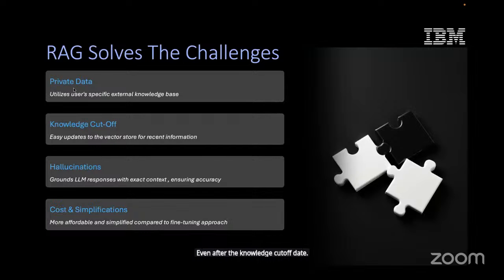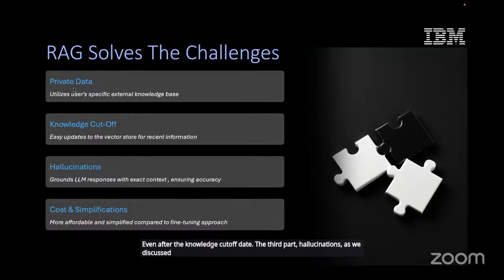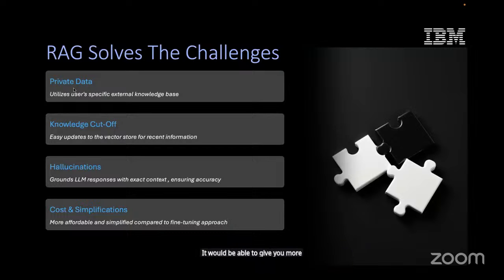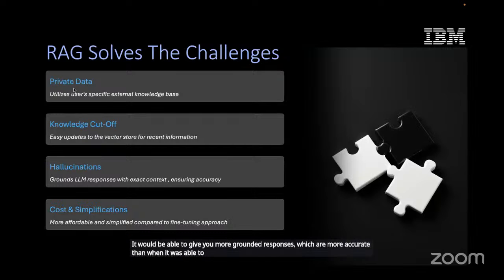The third part, hallucinations. As we discussed, now because it has more context, it would be able to give you more grounded responses, which are more accurate than when it responded on its own based on the information that it had.